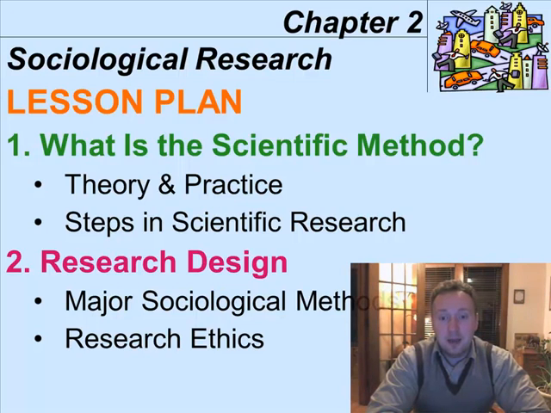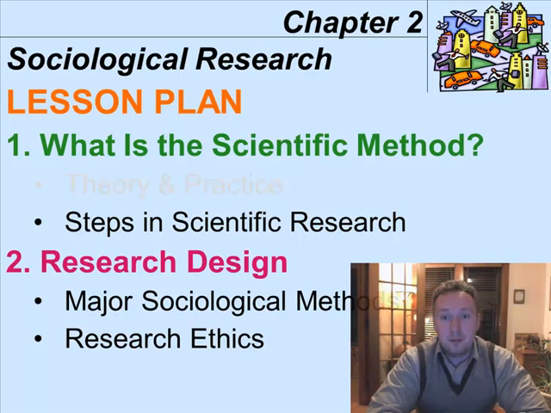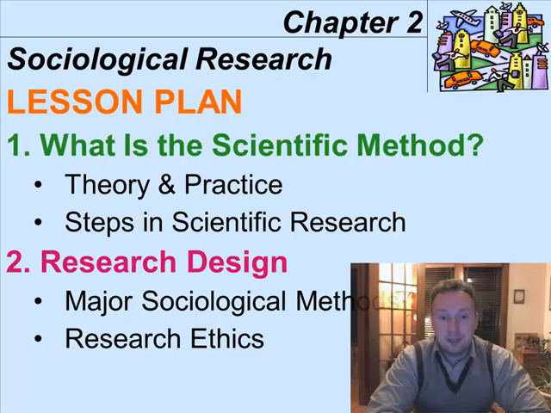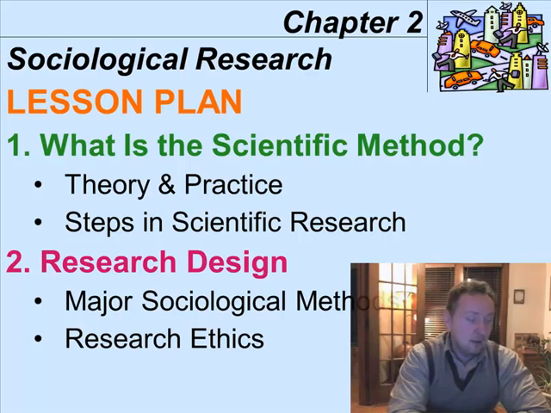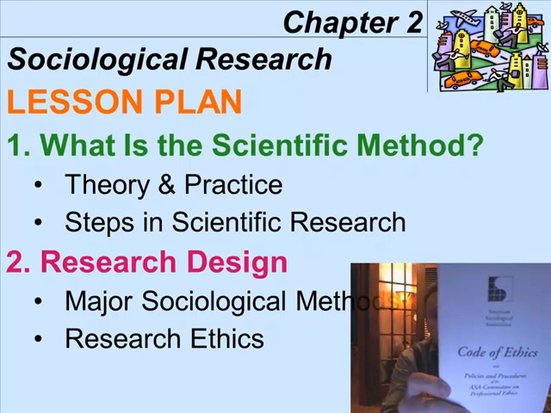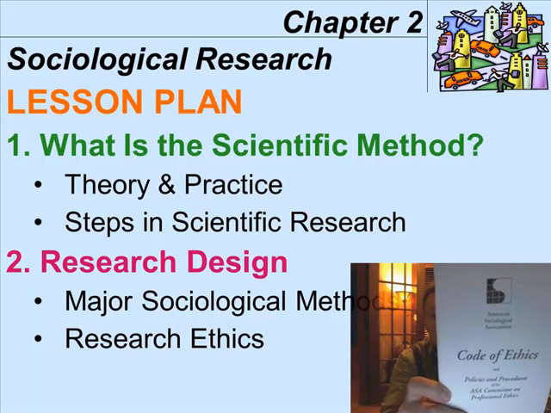So, we'll begin by examining the connection between theory and practice in order to understand the nature of scientific method. I'll give you a little bit of history behind the creation of science. I'll then walk you through the main steps in scientific research. Next, we'll study research design, what the major sociological research methods are, and which ethical guidelines exist for researchers. It's part of the larger sociological code of ethics. This here is our Bible, so to speak.